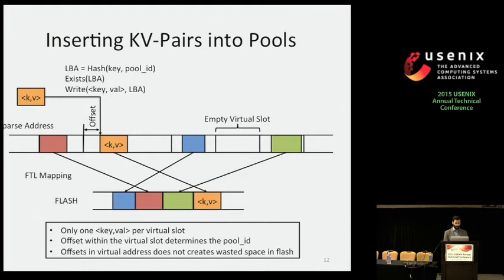A couple of notes here: as before, we still have to guarantee that every virtual slot contains only one key-value pair. And as I mentioned, the offset is the one that determines the pool ID. Adding this offset in the virtual slot does not translate into wasted space in the flash, and this is guaranteed by the FTL.